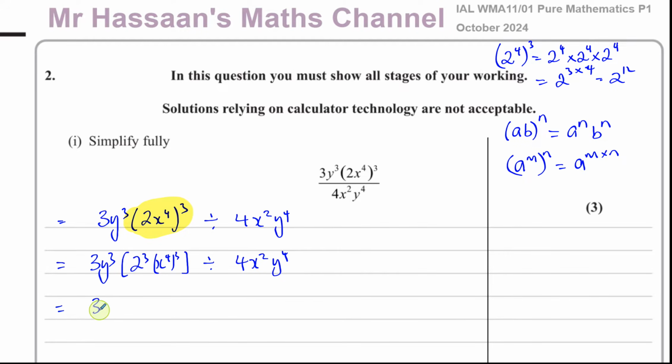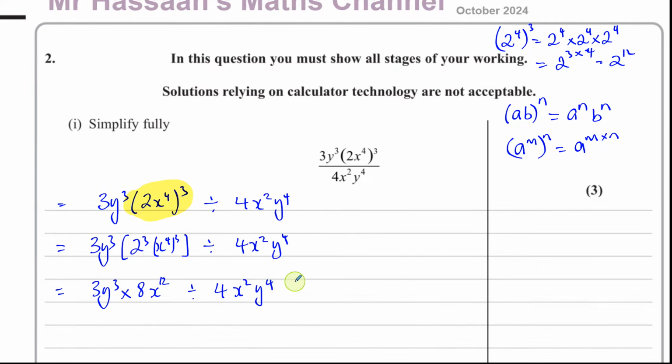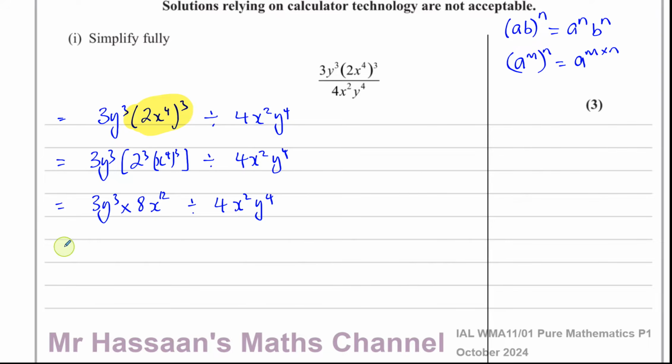So this is going to be 3y cubed times 8, and this would be x to the power of 12, divided by 4x squared and y to the power of 4. All right, so now let's simplify this a little bit. You have 3 times 8, which is 24, x to the power of 12, y cubed, writing in alphabetical order, divided by 4x squared y to the power of 4.